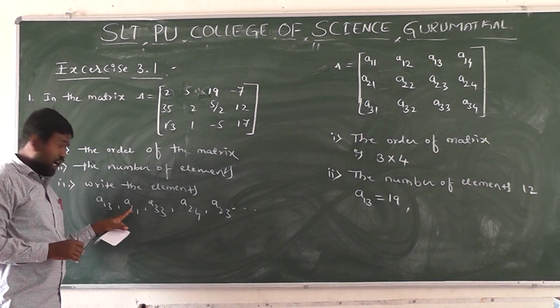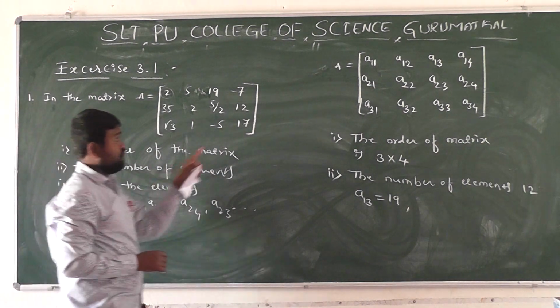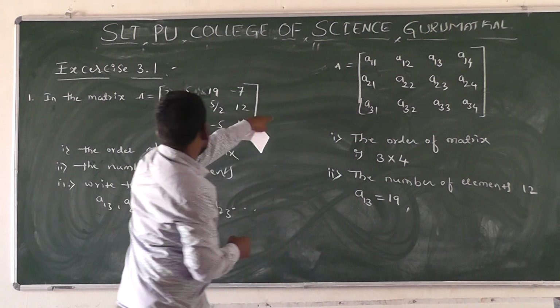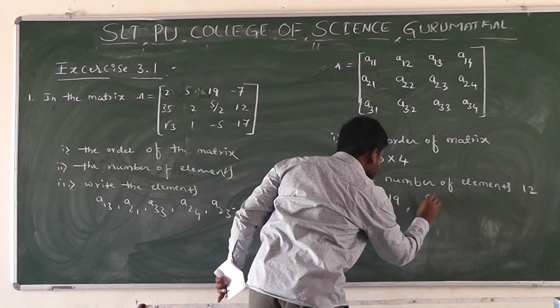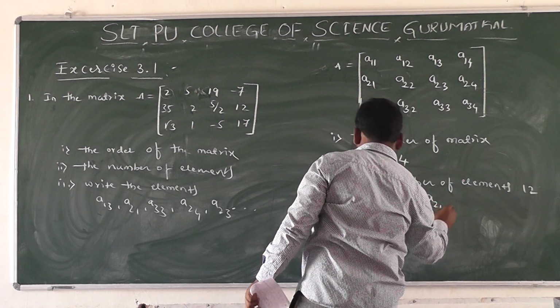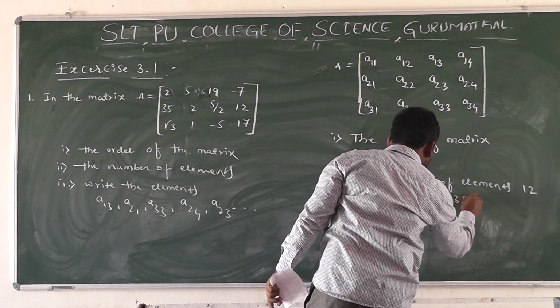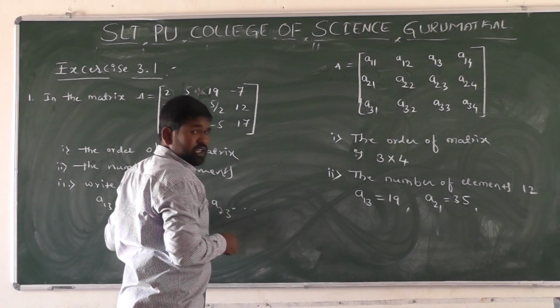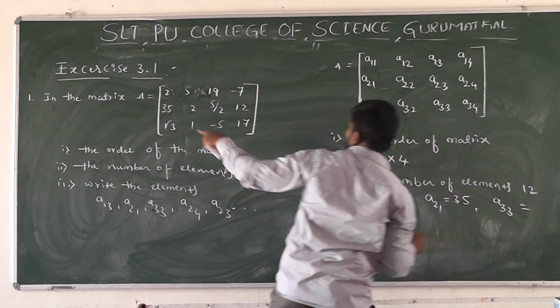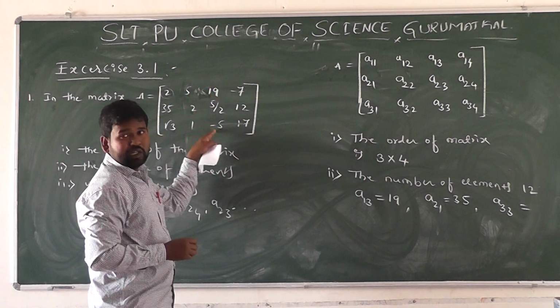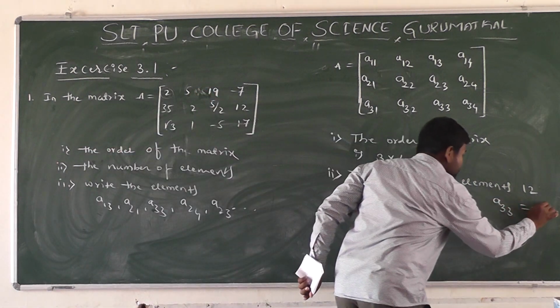Next, the second row, first column element. This is the second row, and this is the first column element. It is 35. The second row, first column element is 35. Next, third row, third column element. This is the third row and this is the third column. It is -5.